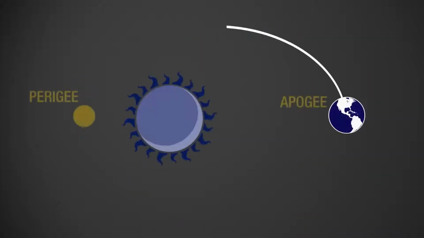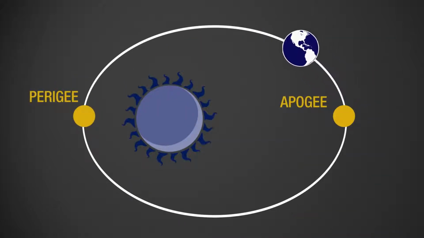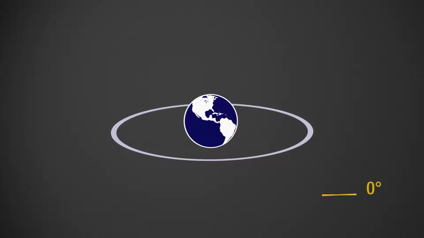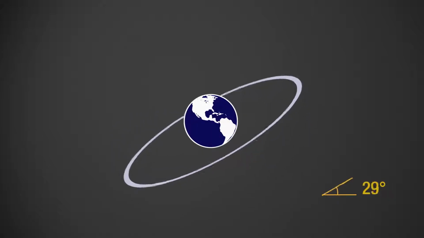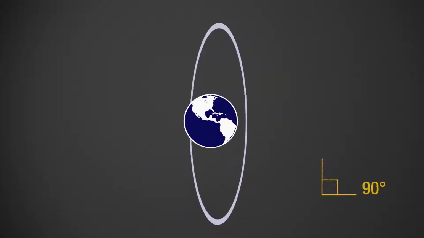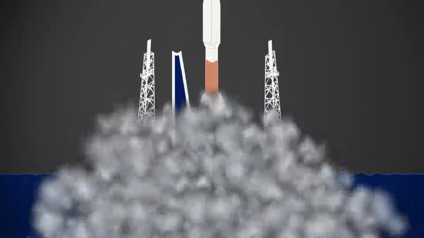Nice! You need to know that when you're in orbit, you'll go faster when you're near the perigee and slower near the apogee. So an object in orbit will actually speed up and slow down. Got it. As for the inclination, if it's 0 degrees, the orbit will be constantly over the equator, and if it's 90 degrees, the orbit will be polar. Passing over the north and south poles. Alright, I'm ready. Not so fast.